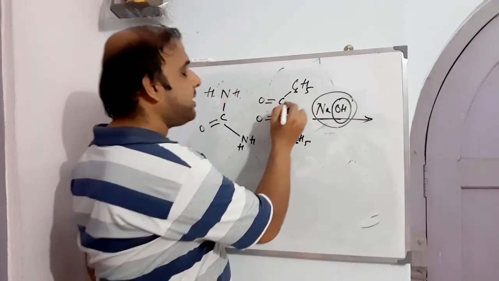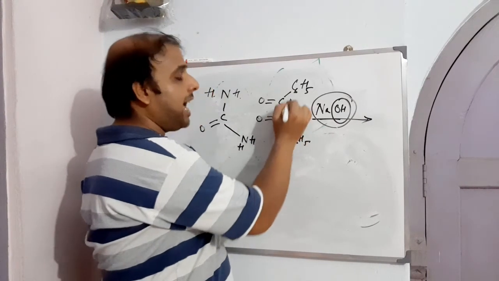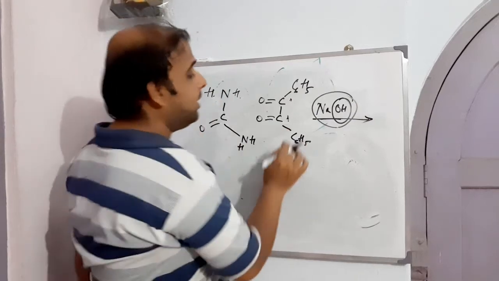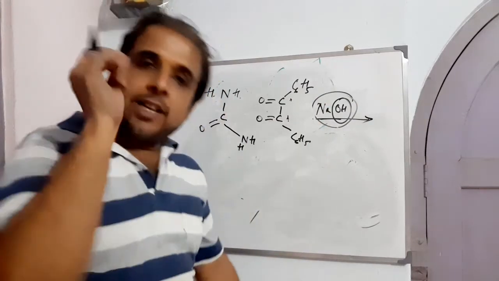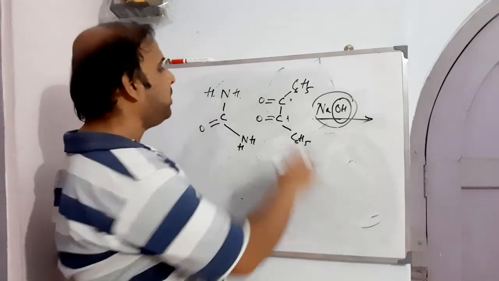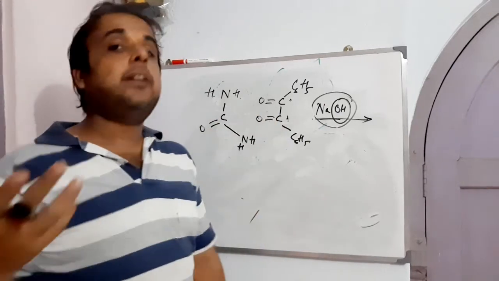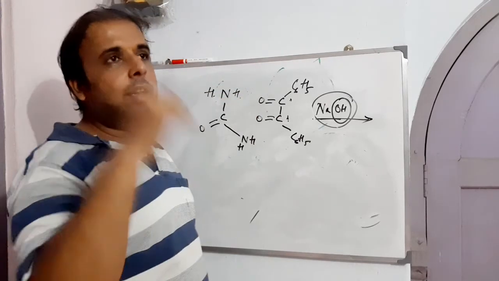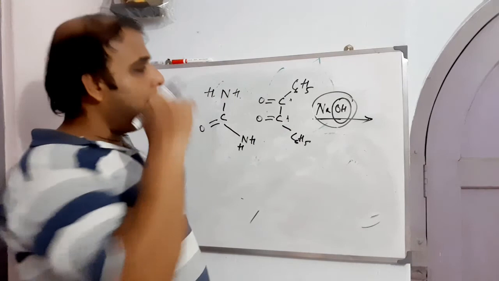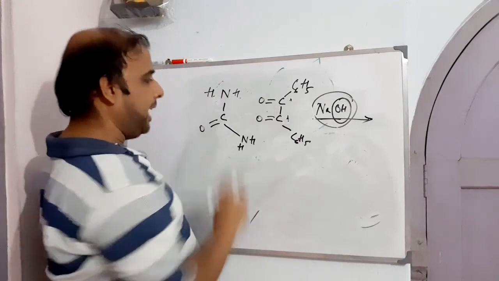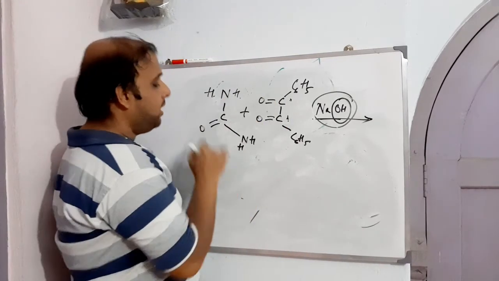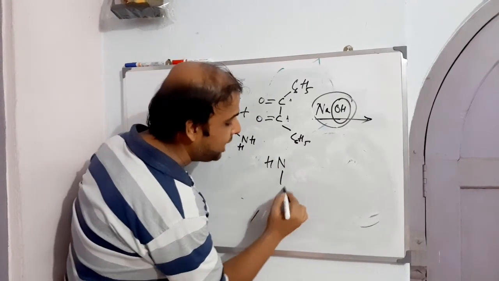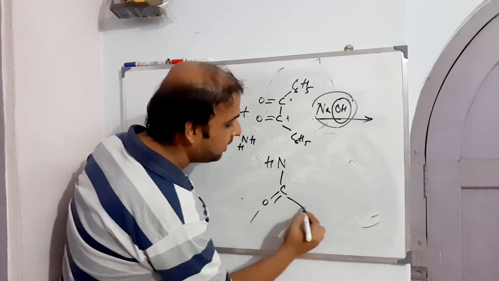Until and unless this electron deficient center, the carbonyl carbon, is attacked by some nucleophile, the rearrangement will not take place. And if there is no rearrangement, forget about the final formation of phenytoin, in which both the phenyls should be placed on a single carbon. That means a single carbon should hold both the phenyls, right? So if we merge urea with benzil, what should we get at the end of the show? You should get phenytoin.